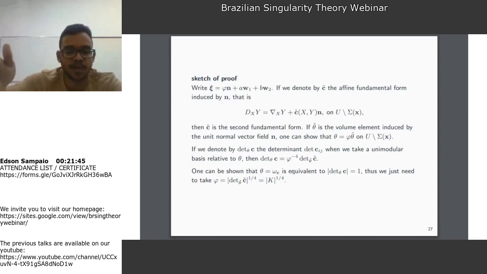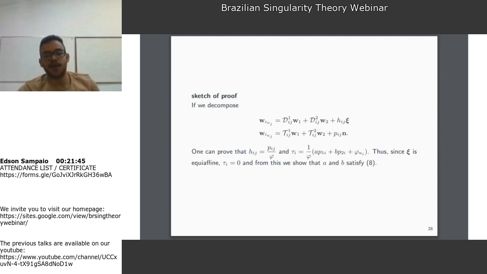And for this part here on the limited tangent plane, we need to use the fact that the vector field is equiaffine. So if we decompose the partial derivatives of the vectors from the tangent moving base into the transversal component given by C and given by N, then we have coefficients here, Hij and Pij. And we can prove that Hij is equal to this expression here, involving Pij and the function phi. And from this, we obtain that the coefficients tau i are given like this.